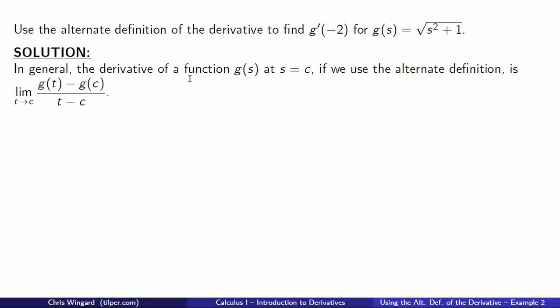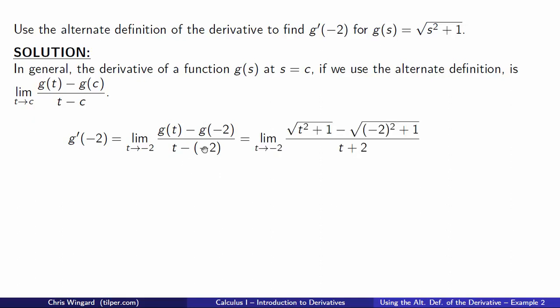So in general, the derivative of a function g of s at s equals c, if we use the alternate definition, is the limit as t goes to c of g of t minus g of c, all divided by t minus c. So we want to find the derivative of g at s equals negative 2. So we're going to plug negative 2 in for c, and we have g prime of negative 2 is the limit as t approaches negative 2 of g of t minus g of negative 2 all over t minus negative 2.